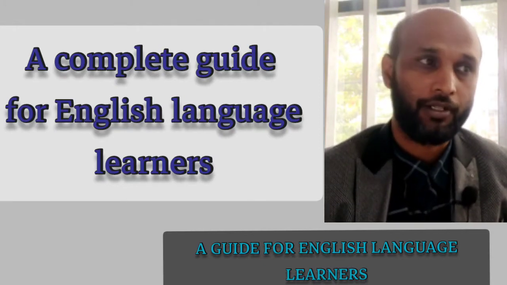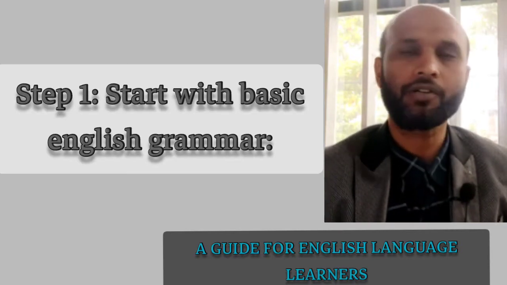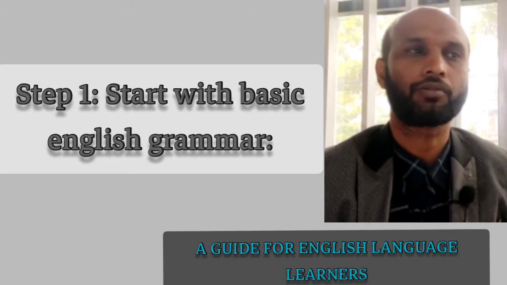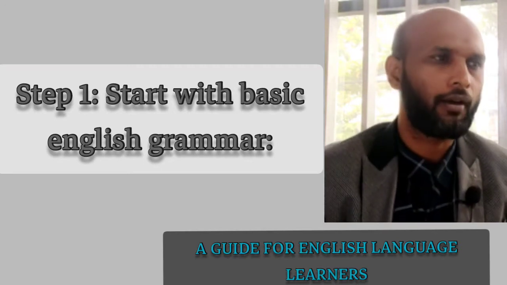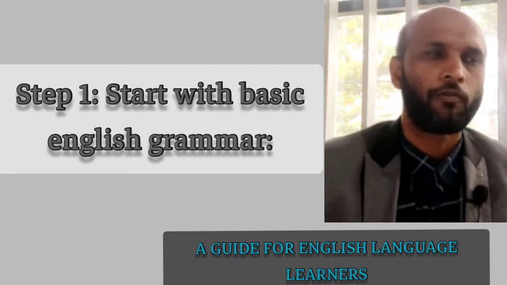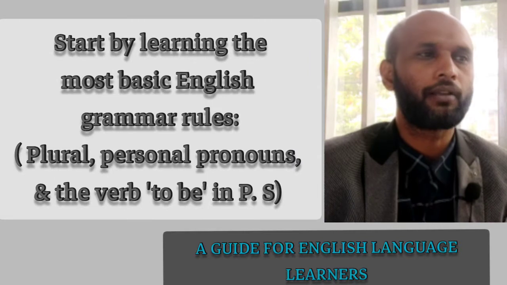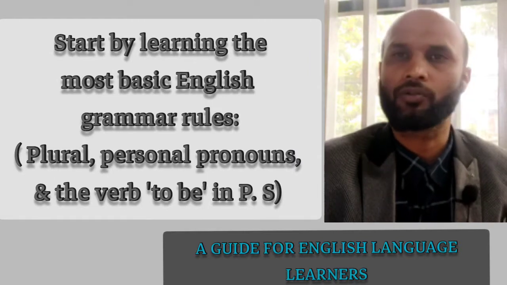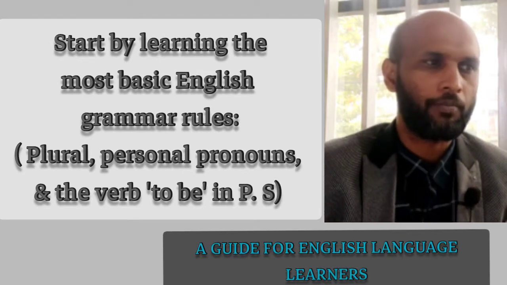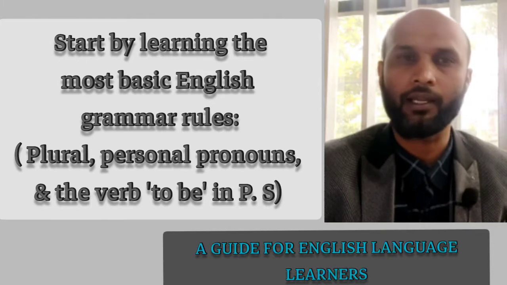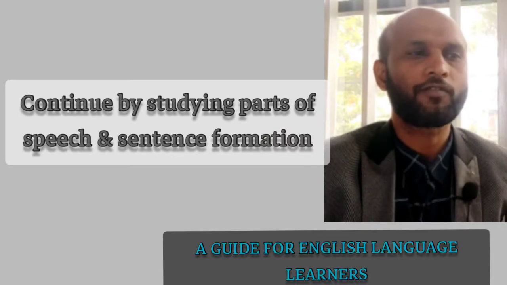So let's start. Step 1: start with basic English grammar. Your first step will obviously be starting to learn basic English grammar. English grammar is extensive and you will be learning it at every level, from the beginner stage all the way to fluency. Start by learning the most basic English grammar rules. These include forming the plural, learning the personal pronouns and the verb to be in the present simple, among others. Continue by studying parts of speech and sentence formation.